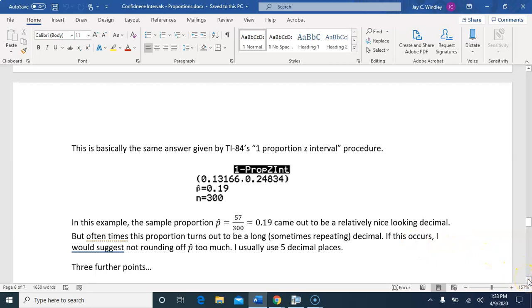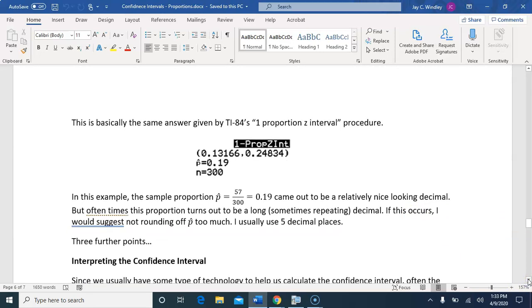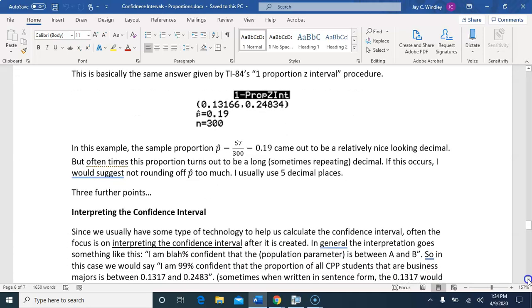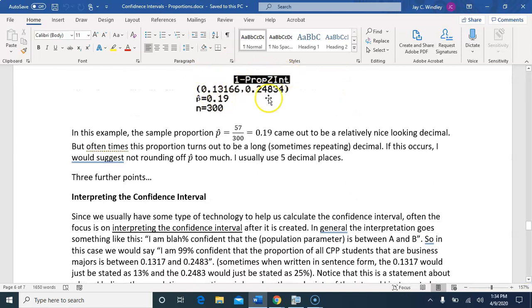Okay, a couple other loose ends to tie up. In many classes, interpreting the confidence interval is as important as constructing the confidence interval. The reason for that is we often have some kind of technology that will spit out the confidence interval for us. So once we have that confidence interval calculated, whether we calculated it or some technology gave it to us, interpretation is often a big deal. So in general, the interpretation goes like this: I am blah percent confident that the population parameter is between A and B.